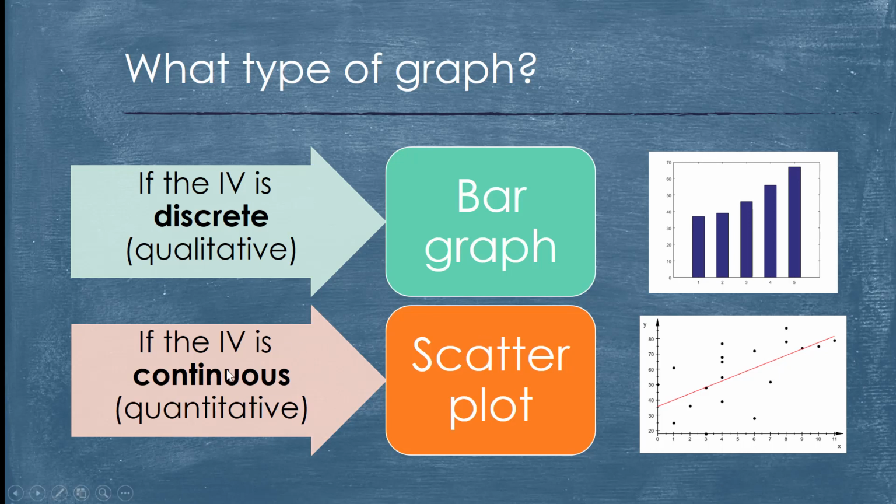Continuous would be something that's numerical or quantitative. So that's using numbers. Maybe instead of using colors, you decided to compare wavelengths of light. So it's like 300 nanometers versus 600 nanometers wavelength. That now is a continuous version of the independent variable, and therefore should be a scatter plot. Okay, that was a bit confusing. Let me give you some examples.